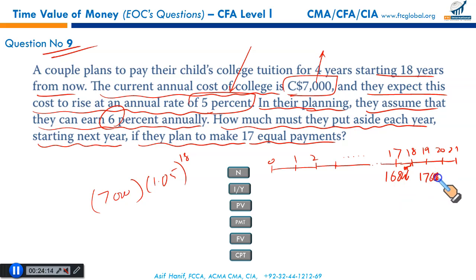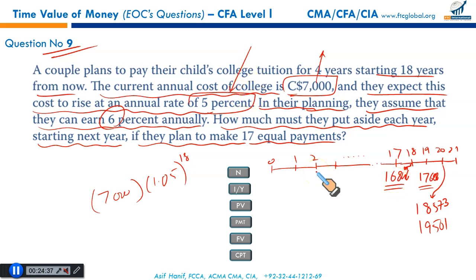It will be 17,688. Multiply this with the 1.05 again. It will be 18,573. Multiply with the 1.05 again. It will be 19,501. So basically you have these 4 payments to be made in year 18, 19, 20 and 21. And the effect of inflation has been given.